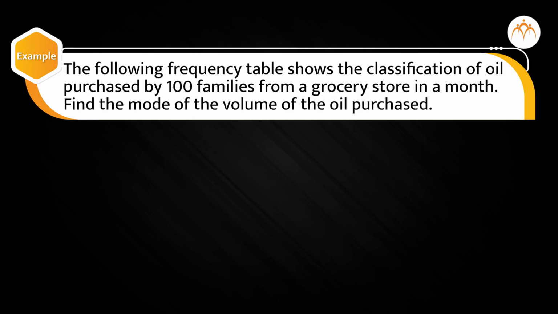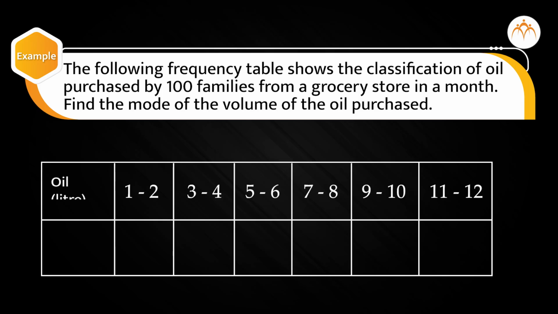Second example. The following frequency table shows the classification of oil purchased by 100 families from a grocery store in a month. Find the mode of the volume of the oil purchased. Oil in liters, number of families. 1 to 2 liters, 17 families. 3 to 4 liters, 26 families. 5 to 6 liters, 14 families. 7 to 8 liters, 31 families. 9 to 10 liters, 7 families. 11 to 12 liters, 5 families.